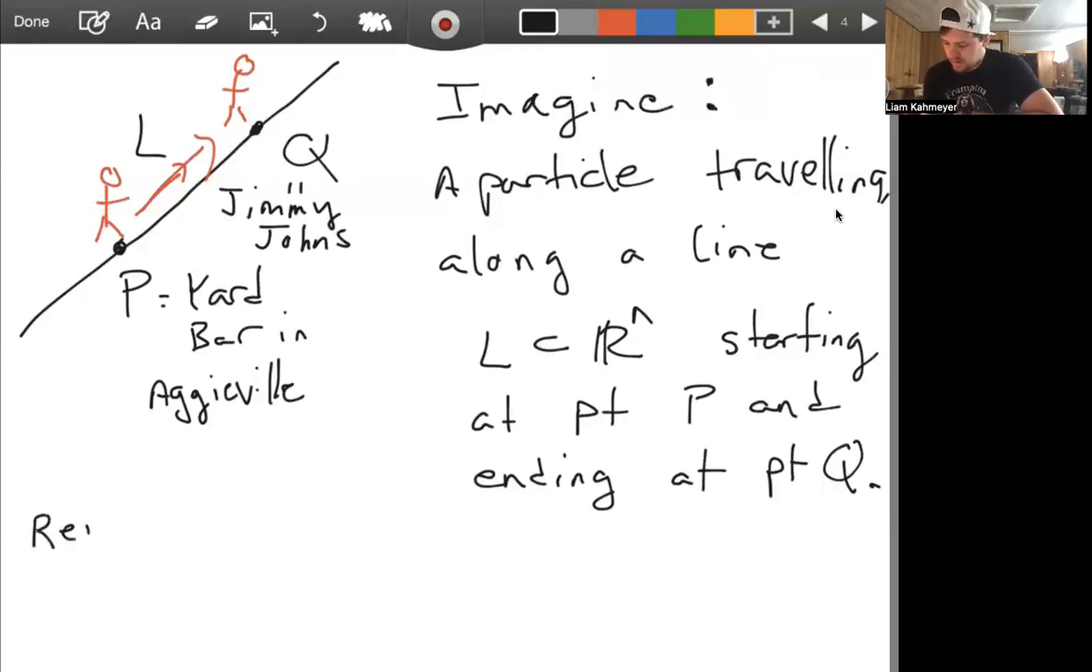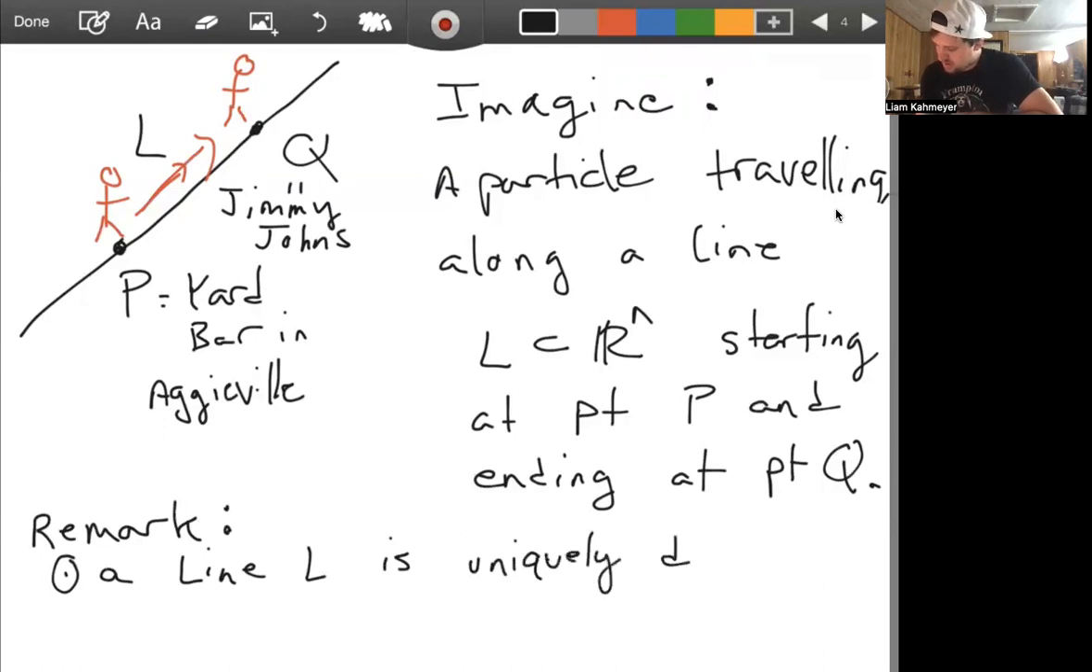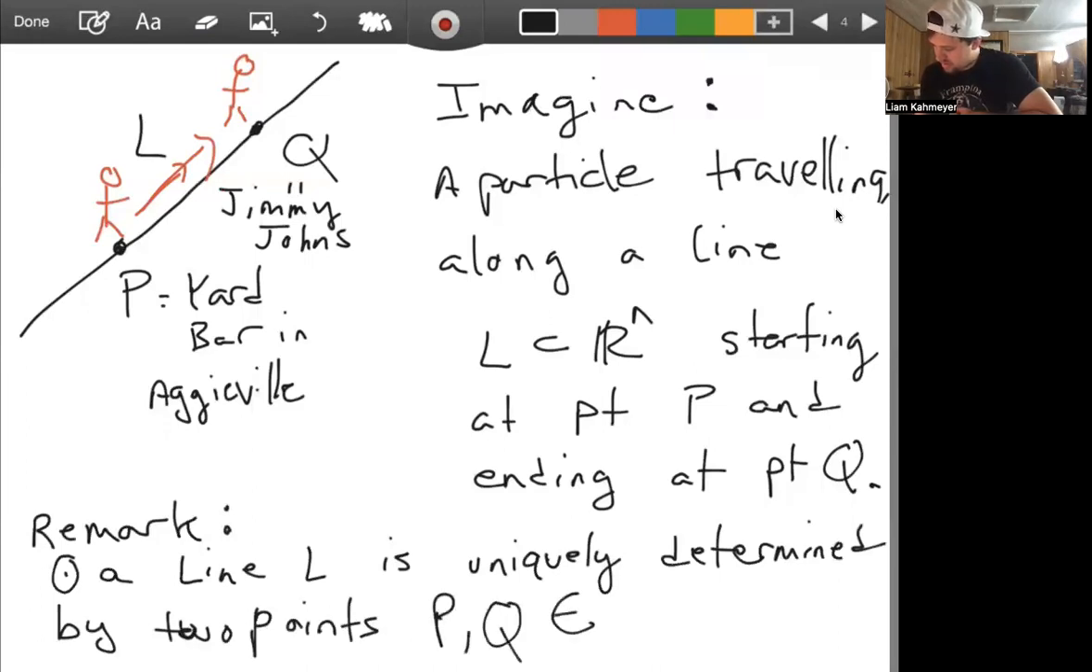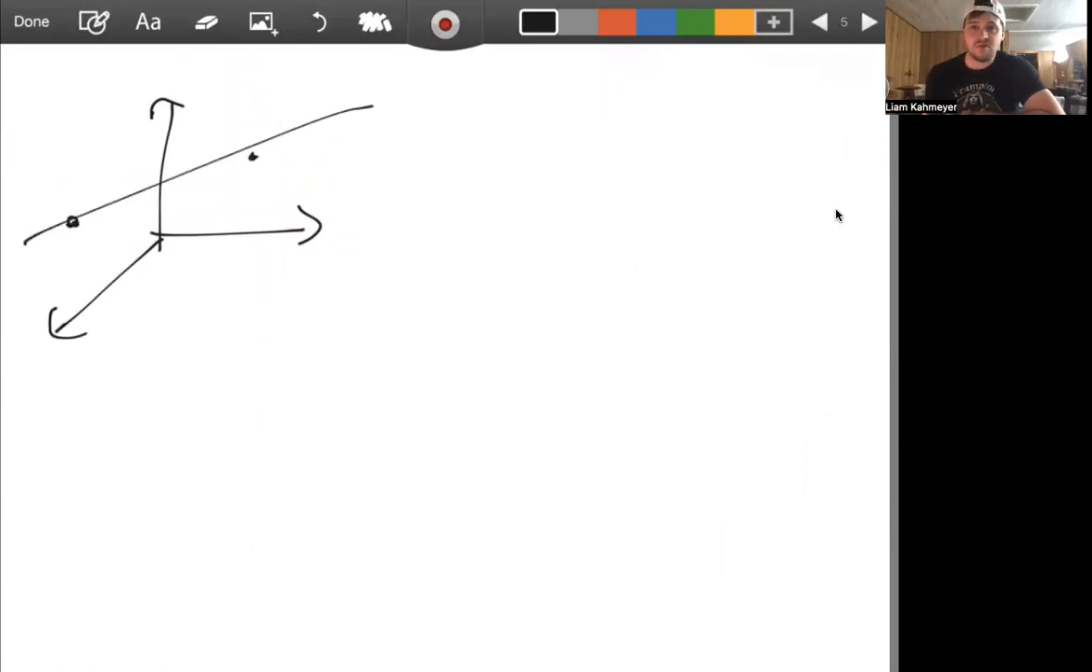And so here's a remark. Well, let's have two remarks here. A line L is uniquely determined by 2 points, let's say P and Q that are in Rn, right? The picture here is in R2, but this generalizes quite nicely. Let's imagine we're in 3D space and you have 2 points. A line between these 2 points is still unique, right?